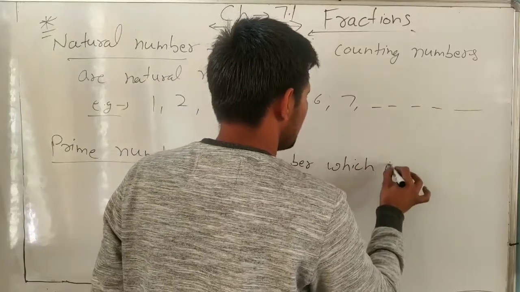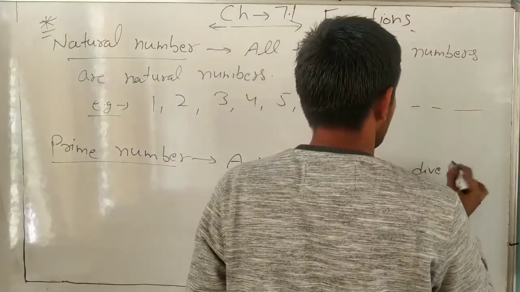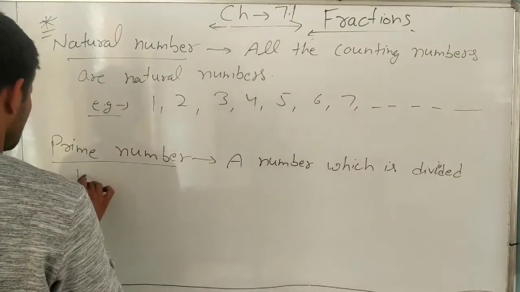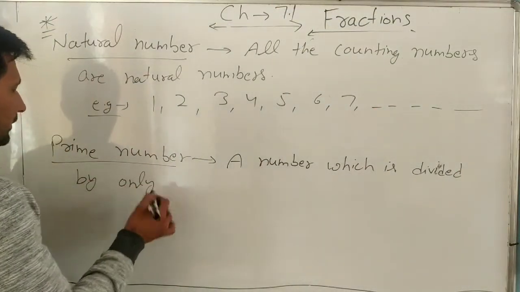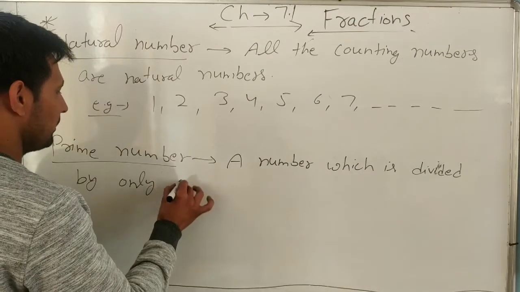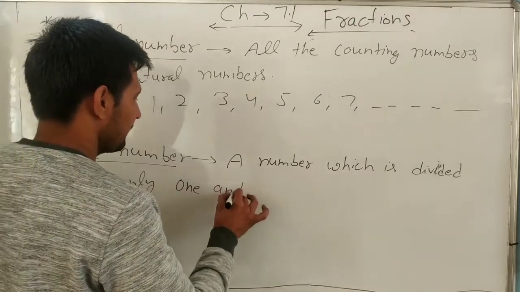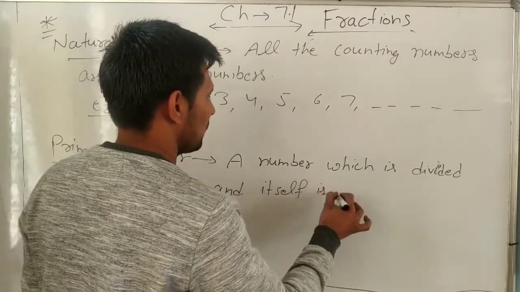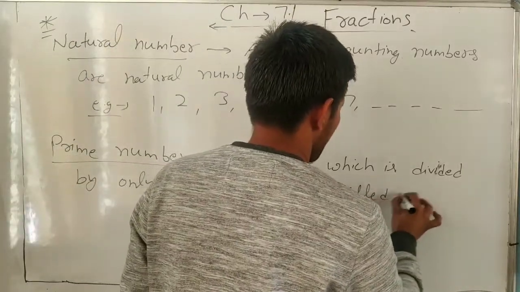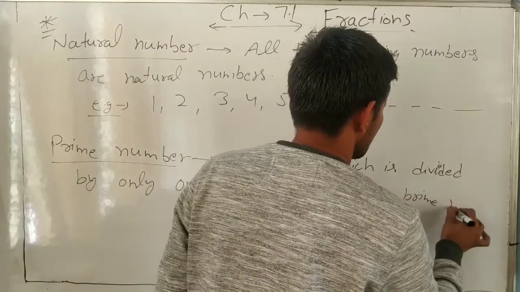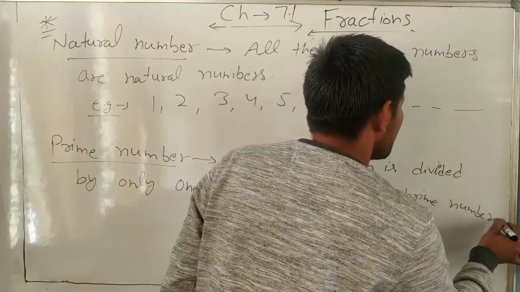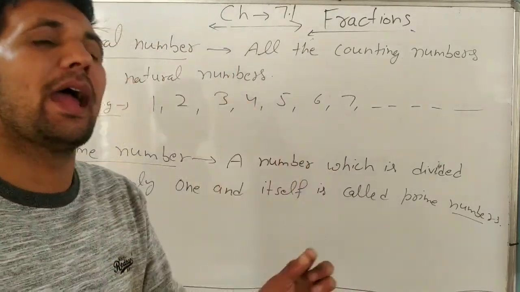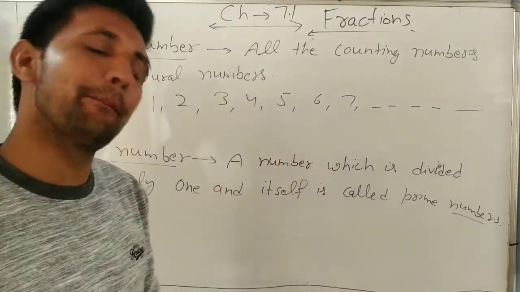Otherwise, you can write: a number which is divided by only 1 and itself is called a prime number. What is a number which can be divided only by 1 and itself? It is called a prime number.